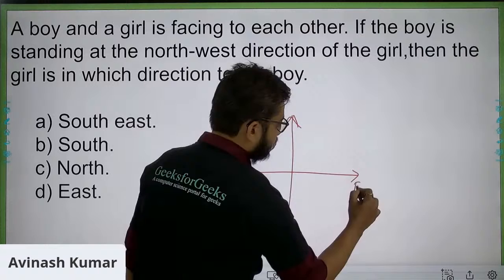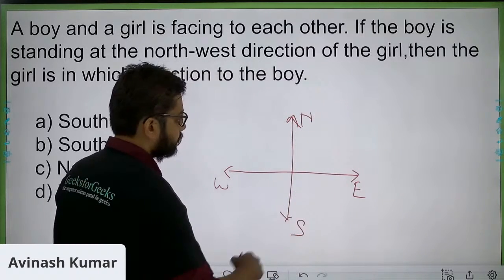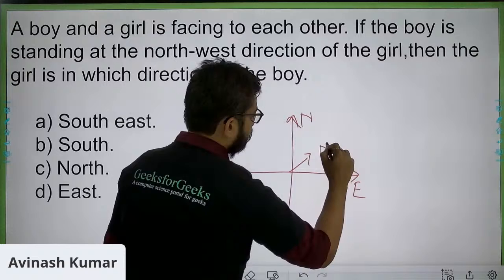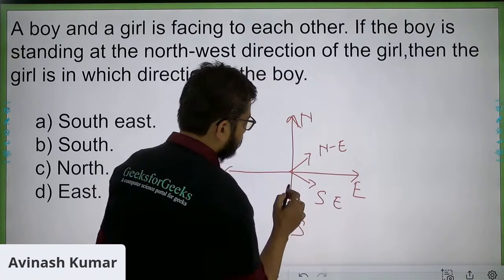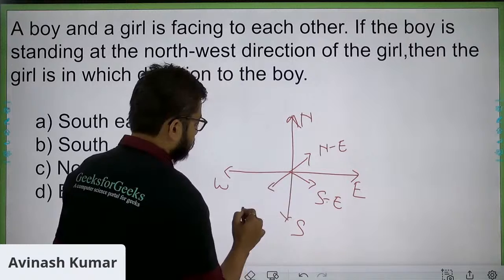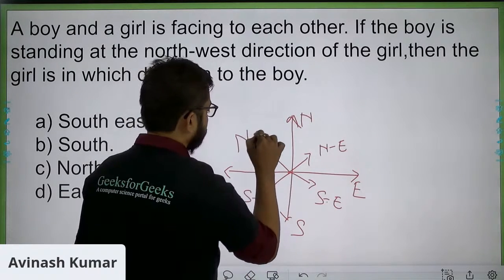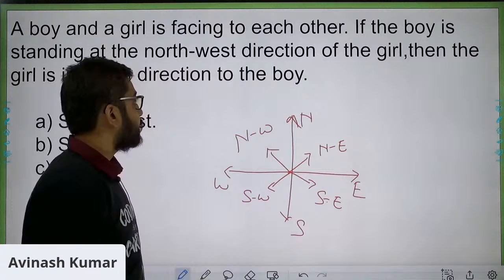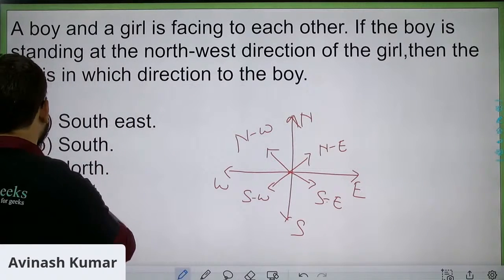So this is our east, this is our west, this is our north, and this is our south. This plane is our northeast, this plane is southeast. This one is southwest, and this one is northwest. Okay, these are the four directions. Now, as for the question, I'm moving forward.